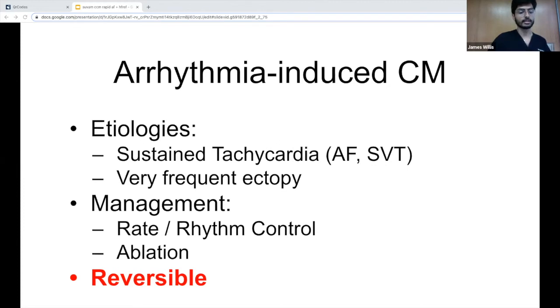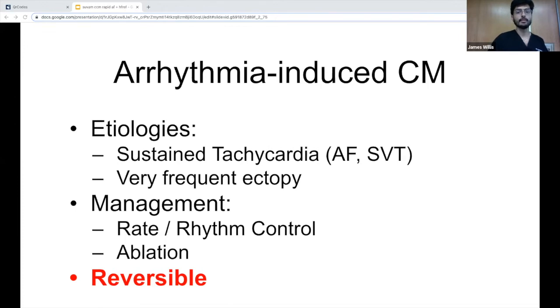And so you get this concept of a tachyarrhythmia-induced cardiomyopathy. The most common etiologies are SVT and chronic AFib, actually. You can also get it if you have frequent ectopy with a lot of PVCs, with significant burden, which can also predispose you to developing this type of cardiomyopathy or heart failure too. And really, the management for these types of patients is that you want to do either rate or rhythm control.